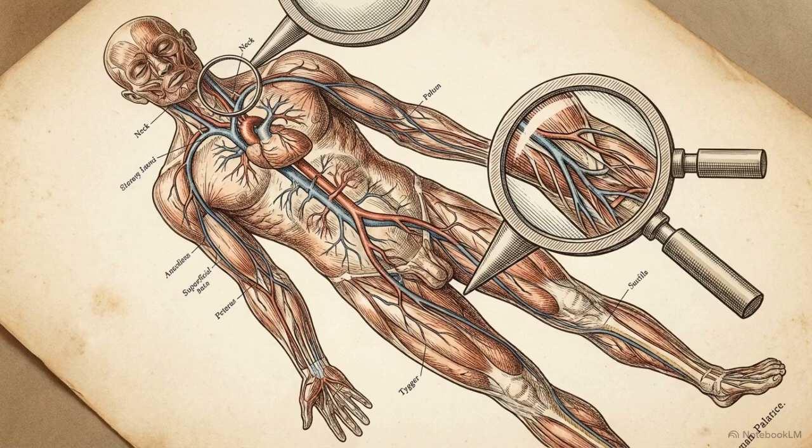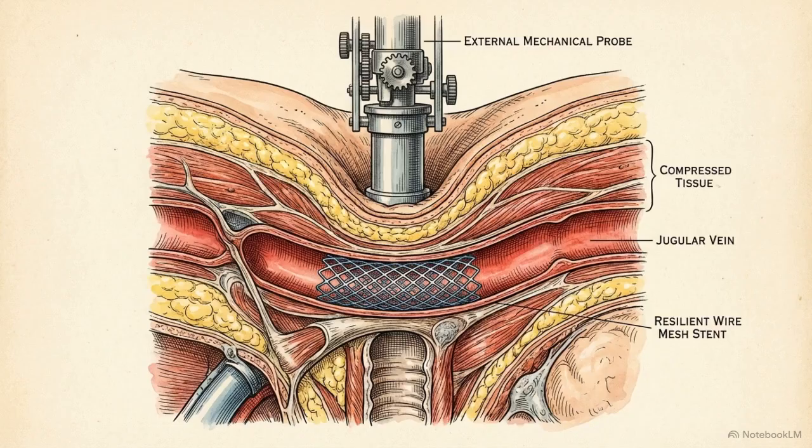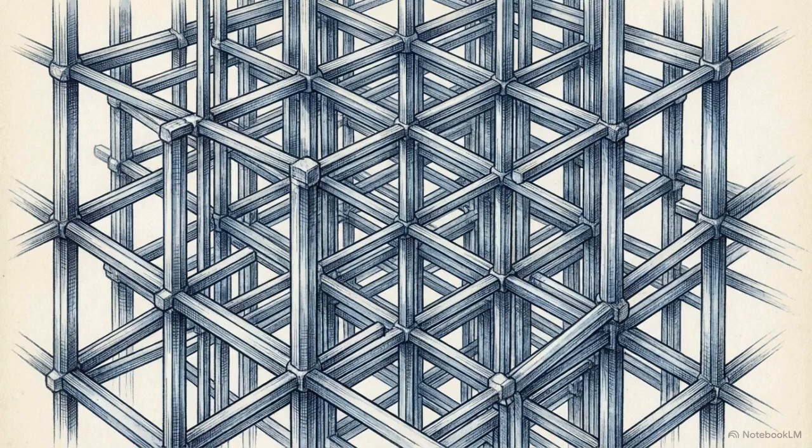Superficial blood vessels that sit close to the skin, like the cervical carotid in the neck or the superficial femoral artery in the leg, are highly compressible. They require materials that can rebound from crushing physical impacts. To solve this, engineers utilize nitinol, a specialized nickel-titanium alloy.